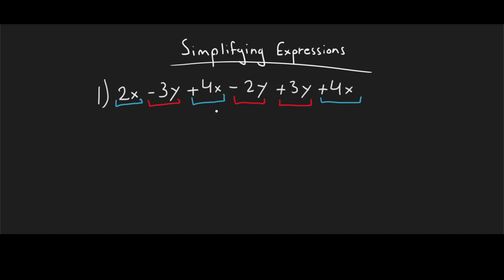So let's combine the terms. We have 2x plus 4x. 2x plus 4x would give me 6x. 6x plus another 4x would give me 10x. Now for the y terms, we have negative 3y minus 2y. So negative 3 minus 2 would give me negative 5y, plus 3y would give me negative 2y. So since we have the x term and the y term, we can no longer simplify. So this is our final answer.